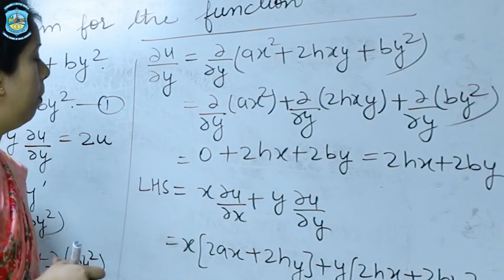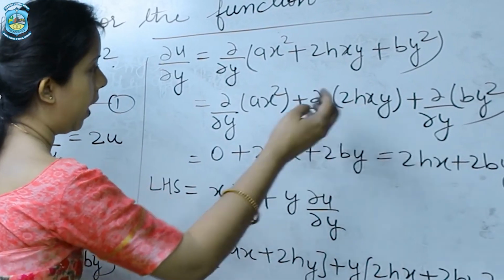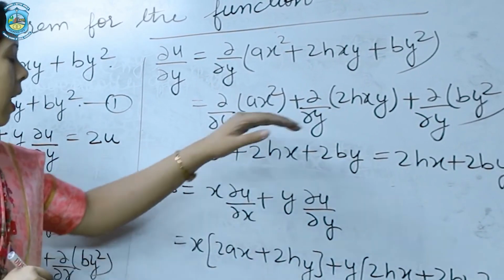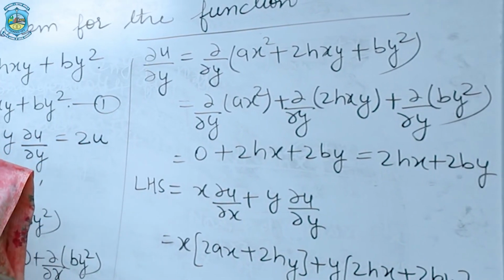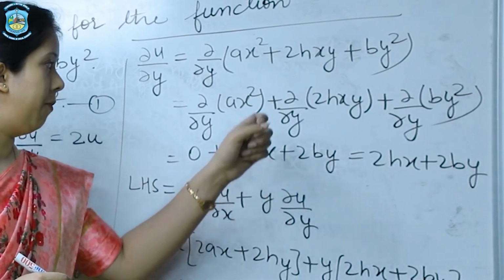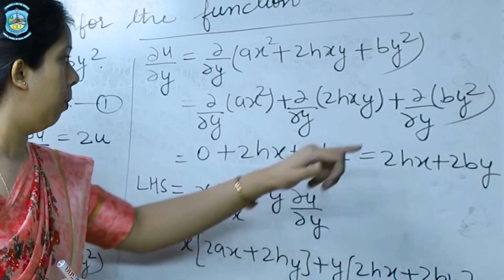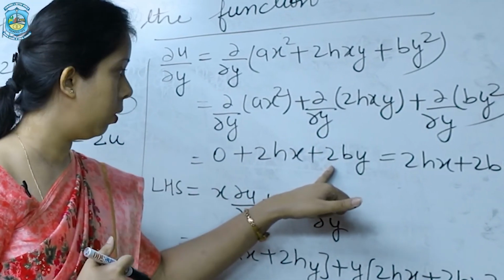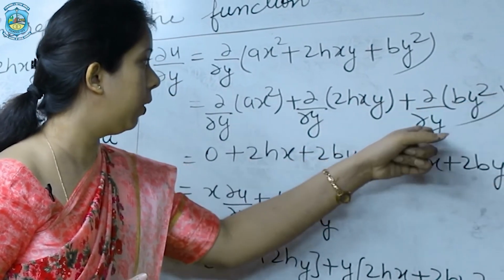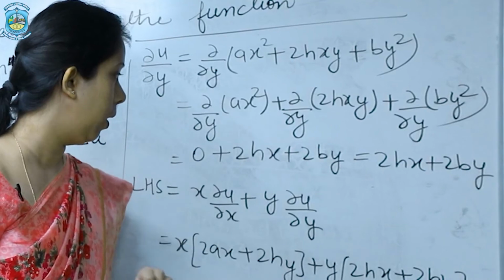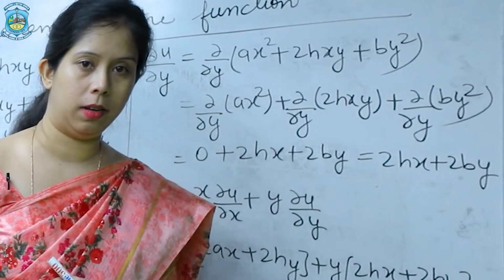And for the second term, we are differentiating 2hxy with respect to y. So, treating 2hx as constant with respect to y and differentiating y with respect to y, differentiation of y with respect to y will give you 1. And for the third term, we are differentiating by square with respect to y. So b is treated as constant. We will take out b from the whole term and differentiate y square with respect to y. That would give you 2y. So the final value is del u upon del y is 2hx plus 2by.